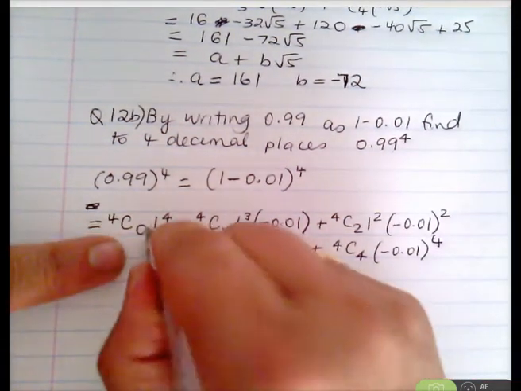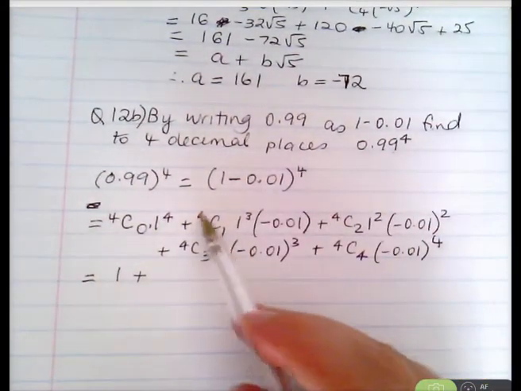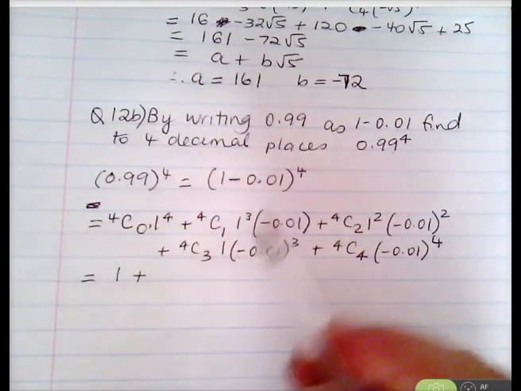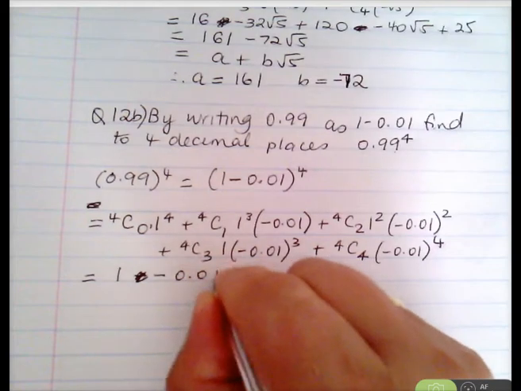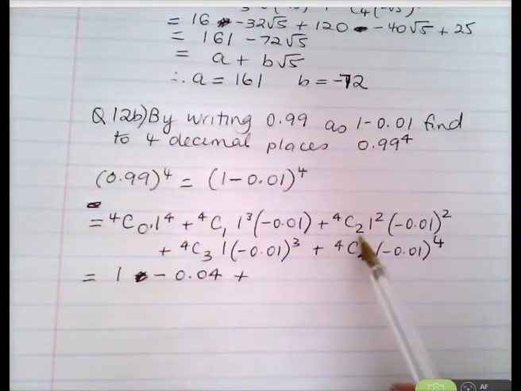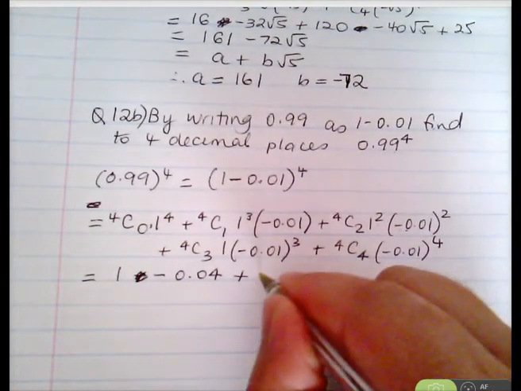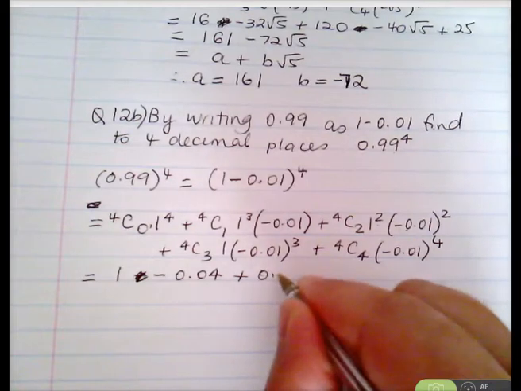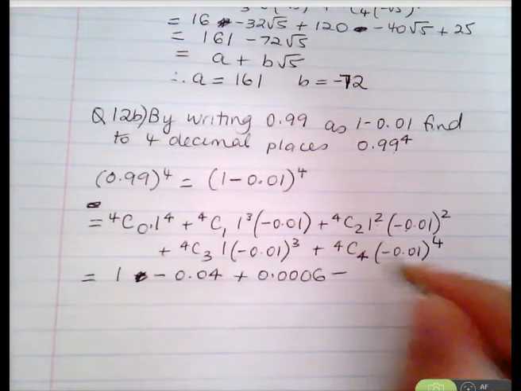Now 4 choose 0 is 1 times 1 to the power of 4 is just 1. Now 4 choose 1 is 4, times 1 cubed is still 4. 4 times negative 0.01 will be minus 0.04. Plus, now 4 choose 2 is 6, so we've got 6 times 1 times negative 0.01 squared, which is 0.0001, but times that by 6 and, it's positive as well, we get plus 0.0006. Okay, then we're going to have a negative term here.